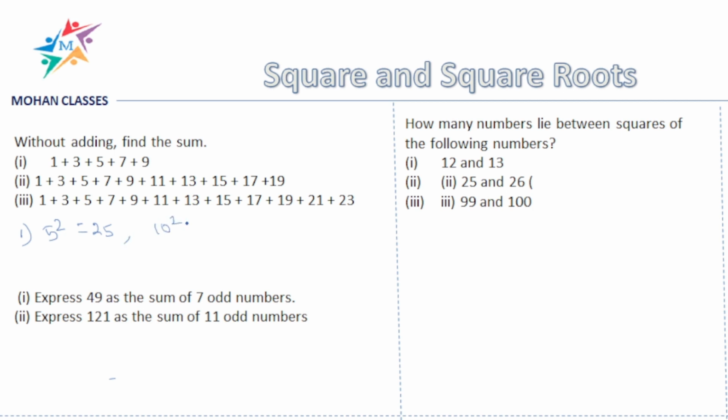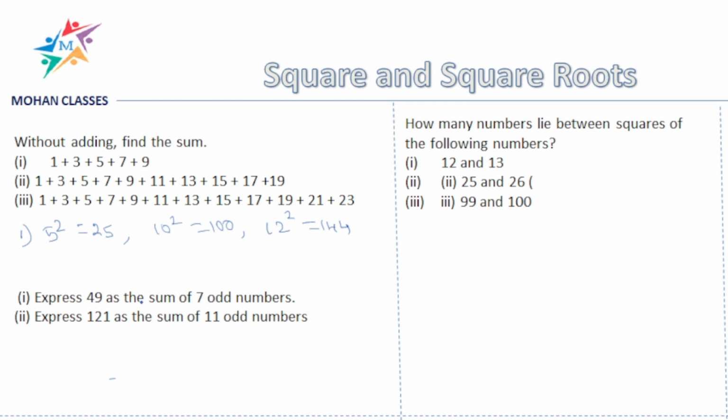10 square is 100. If you add the odd numbers, you will get 100. Here we are having 10, 11, 12. So 12 square is 144. Without adding it, we are writing the value of the sum. You can add and verify.